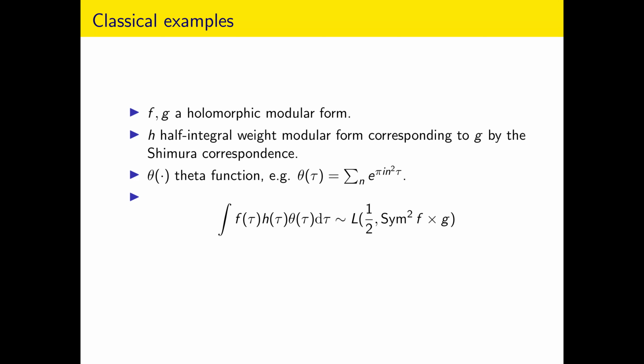And miraculously, this is related to an L function, which is of degree 6, and this L function is the symmetric square of f times g. This is quite a remarkable formula. I like it very much. So this is the so-called, or at least the left-hand side is the so-called Fourier-Jacobi period, and in words, that's the trilinear form involving a theta function.